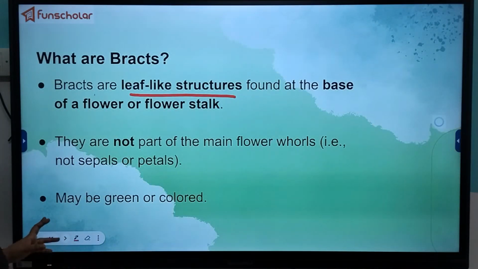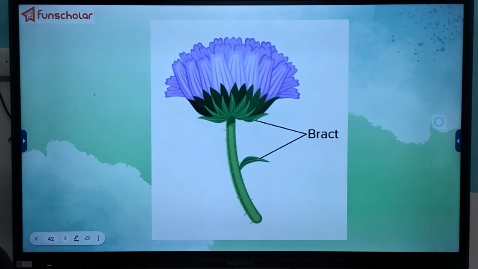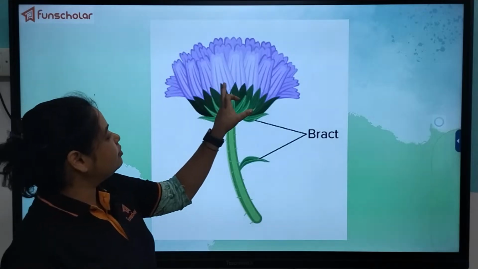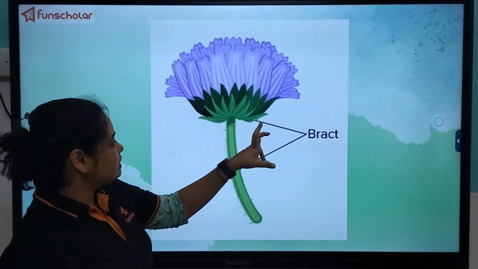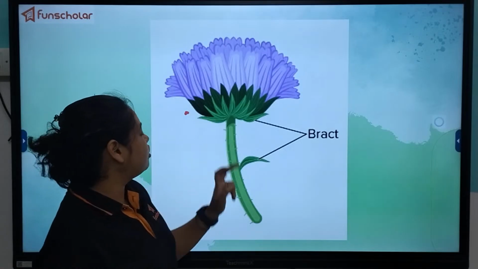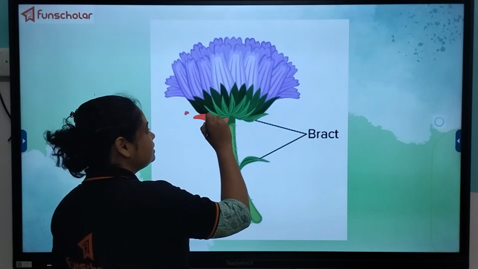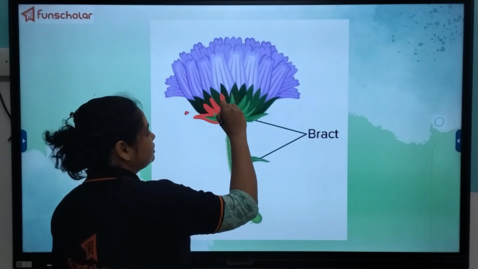The bracts can either be green in color or can be colorful. So you can see the deep green portion, they are the sepals. These light green portions on the outer side of the sepals or the whole of the calyx, this is the bract.